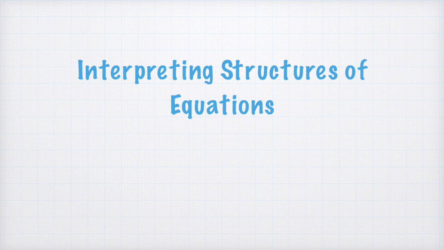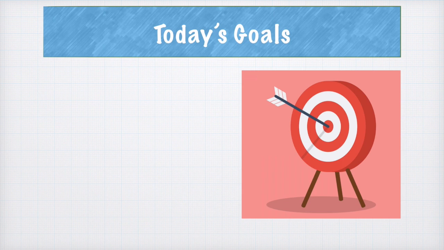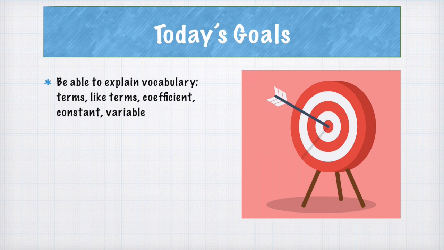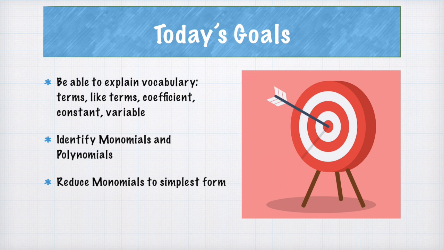So today we're going to go over interpreting structures of equations, and this is an important unit and lesson so that we can understand some of the things that are going on later in the year. Our objectives today, our goals, are to be able to explain some vocabulary, such as terms, like terms, coefficients, constants, and variables. We're also going to be able to identify monomials and polynomials, reduce monomials to their simplest form, and name and classify polynomials.